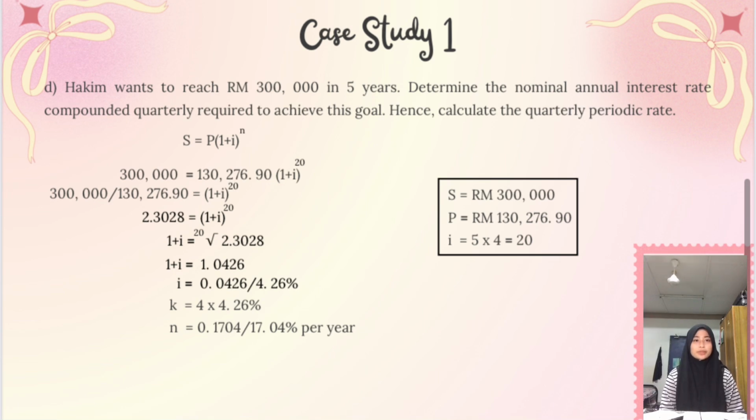Finally, we subtract 1 from both sides to find the interest rate. So i equals 0.0426. This means the interest rate needed to reach 300,000 in 5 years, compounded quarterly, is approximately 4.26% per year. Okay, now we have to find k. k equals 4 multiplied by 0.0426. So we get 0.170.